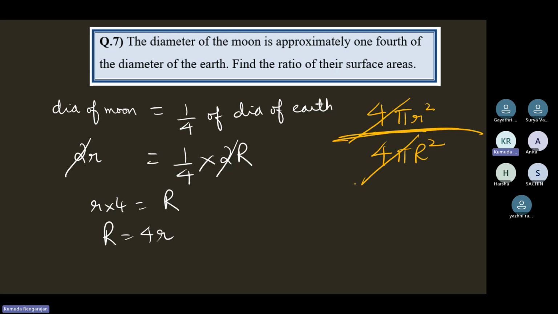4 pi gets cancelled. And r square by, what is R? It's 4r, right? But this r square means r into r. So it is 4r into 4r. So r into r is r square and r square, they get cancelled. So 1 by 16 is the required ratio. The required ratio is 1 by 16.